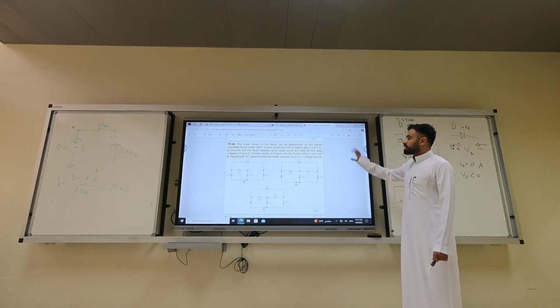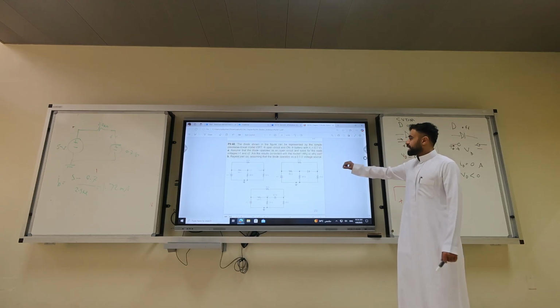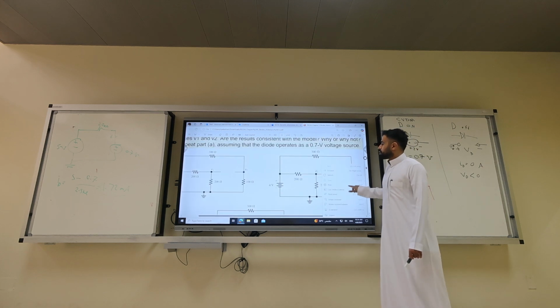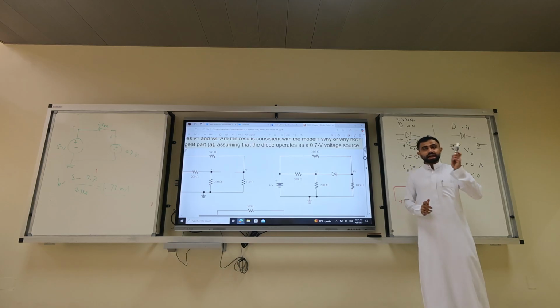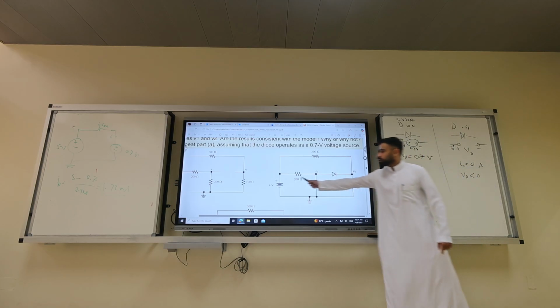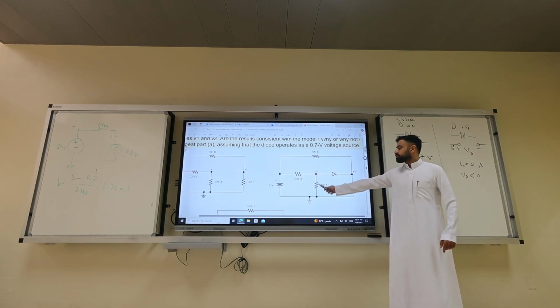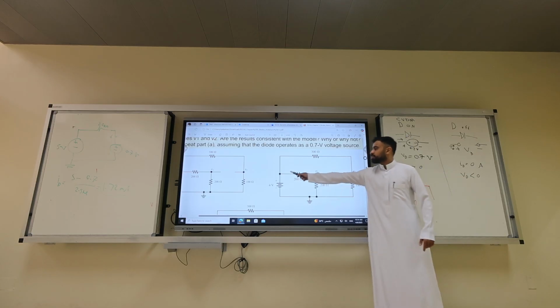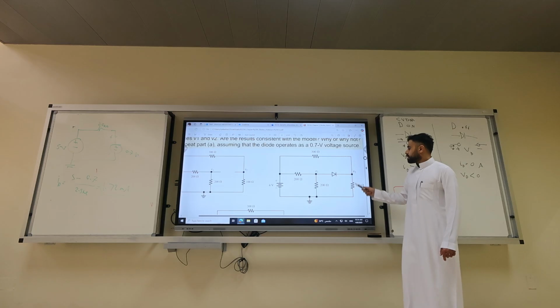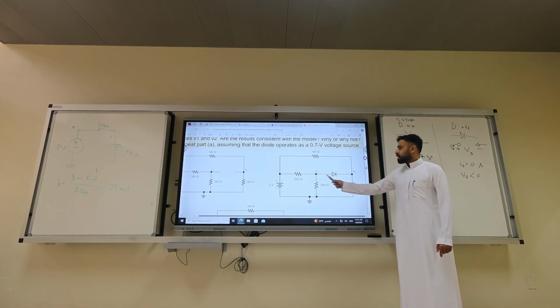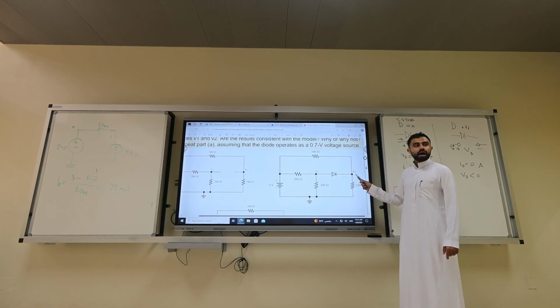So let's use a big example, scary example. So what do you have? Always look at the elements you have. We have a 4 volt battery. We have a 200 ohm, another 200 ohm, a 300 ohm, 100 ohm, and we have a diode.